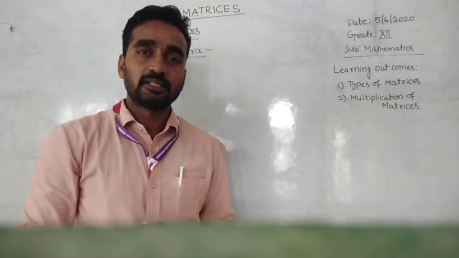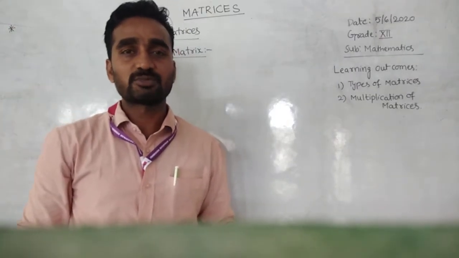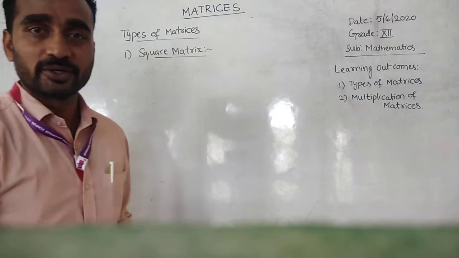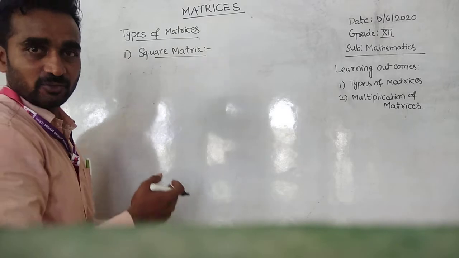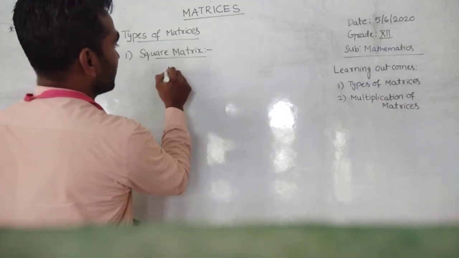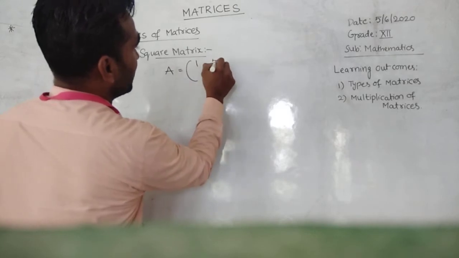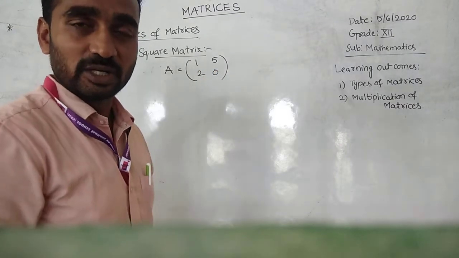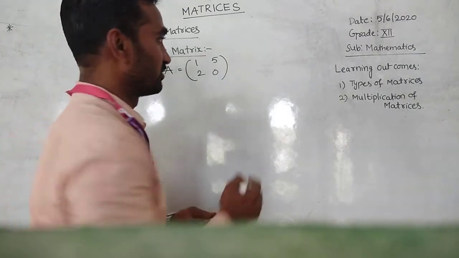In a matrix, if the number of rows and the number of columns are equal, that matrix is said to be a square matrix. So M equal to N, where A equals Aij of order M cross N, and M is equal to N. For example, 1, 5, 2, 0 is a square matrix. There are 2 rows and 2 columns. The number of rows is equal to the number of columns.